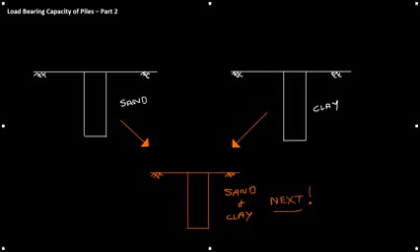So in part 1 and part 2 we have looked at piles in clay and sand separately. In the next video we will look at an example where the pile is situated in sand and clay layers, and we'll see what effect this has on the design of our pile.